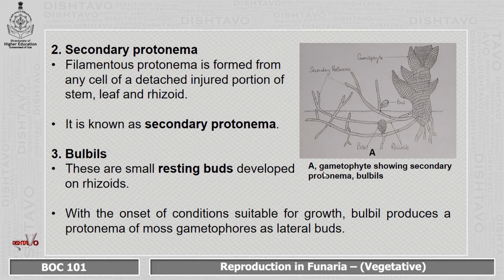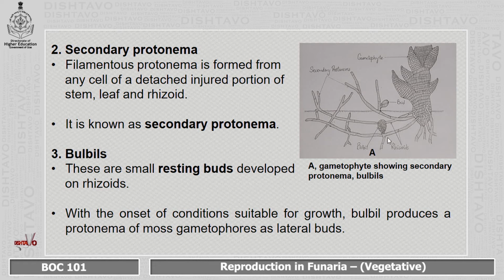Here in the diagram you can see the gametophyte which shows the secondary protonema and bulbils. From this gametophyte, this filamentous protonema is formed. It can be formed from any cell of a detached injured portion of stem, from the rhizoids, or even the leaf. This secondary protonema has the capacity to grow into a new gametophyte. The other method of vegetative reproduction we have seen is by bulbils.